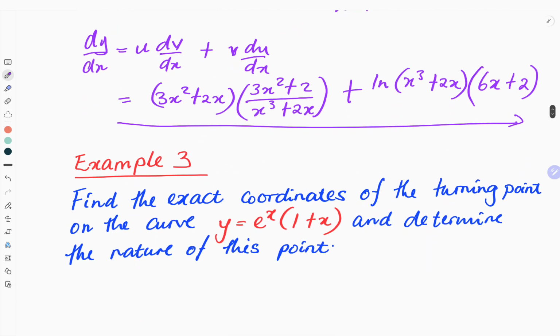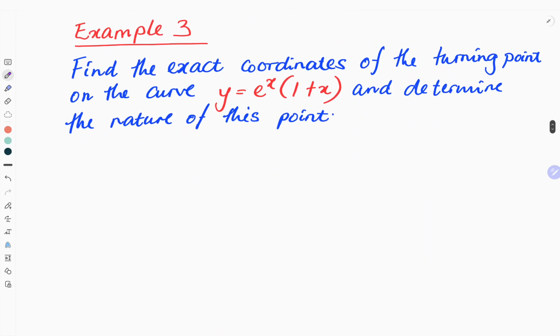Then in the last example, we are asked to find the exact coordinates of the turning point on the curve y is equal to e^x (1 plus x), and determine the nature of this point, whether it's a maximum or a minimum point. So remember, we've got a product again.